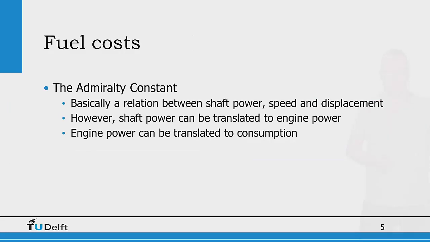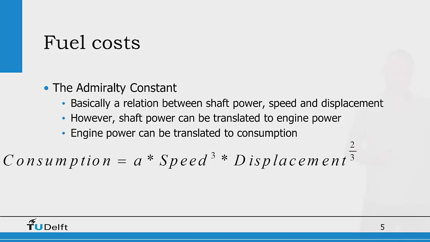The fuel cost is an important aspect. Within the game, we use the Admiralty constant to determine the fuel consumption of your vessel. Because basically, it's a relation between the power required, the speed, and the displacement of the vessel. And we can translate this further to the engine power, and the engine power can be translated to consumption. So as a formula, we get the consumption is a factor, unknown, times speed to the third power, times displacement to the power of 2/3.